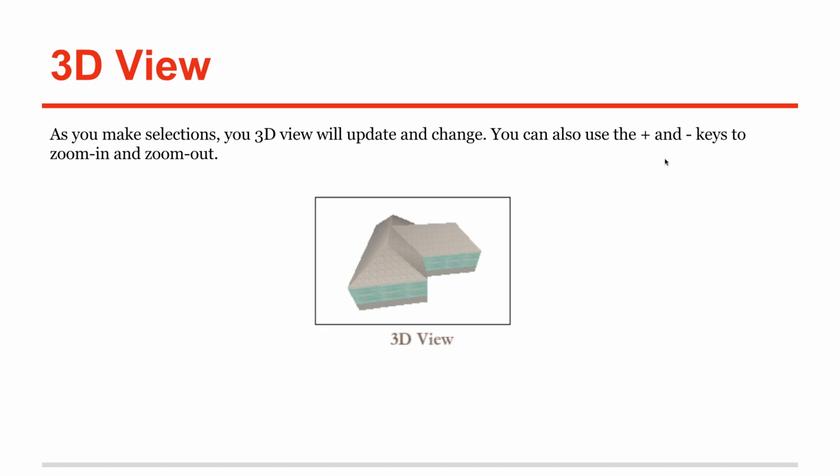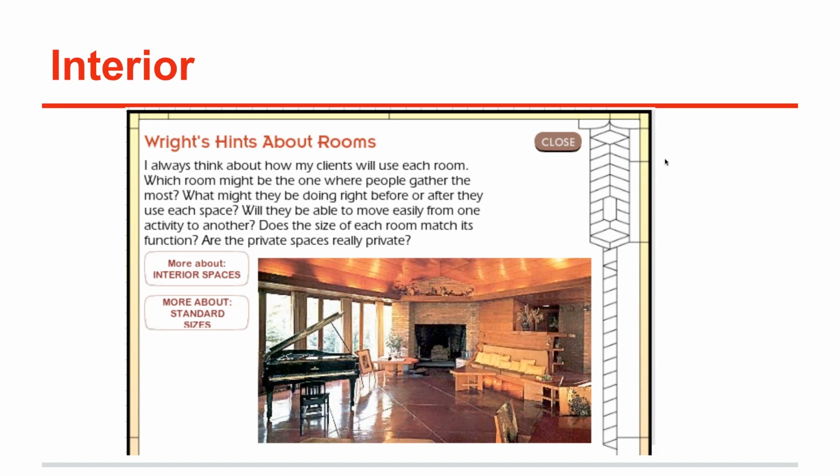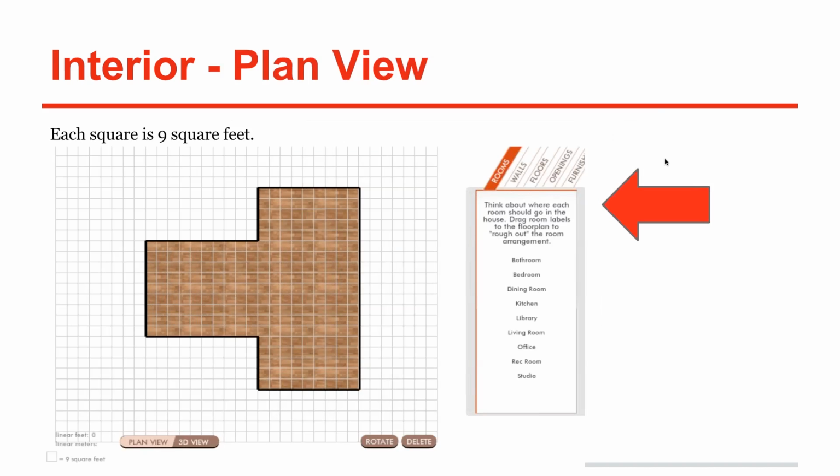In the regular version, the 3D view will update as you progress. Now, interior. One thing I want you to realize: on the 2D version or the 3D version, you both have this grid. This is called the plane view, and this allows you to do your floor plans. Each square is 9 square feet because it's 3 by 3. We went over that last class.